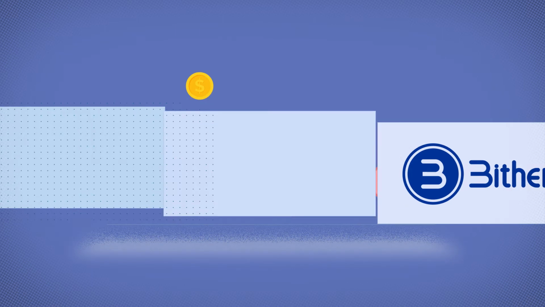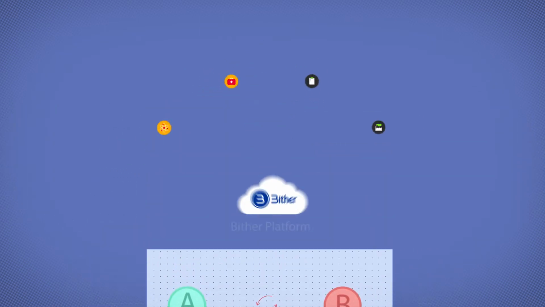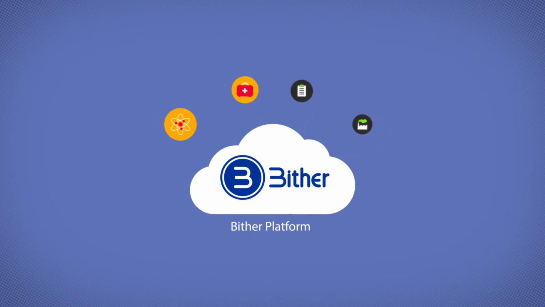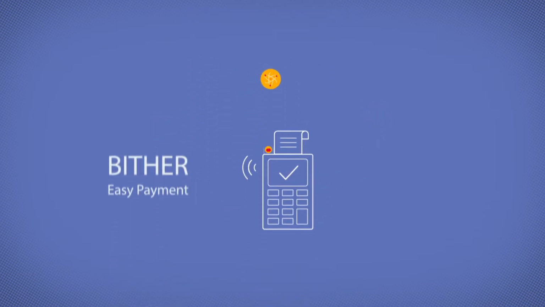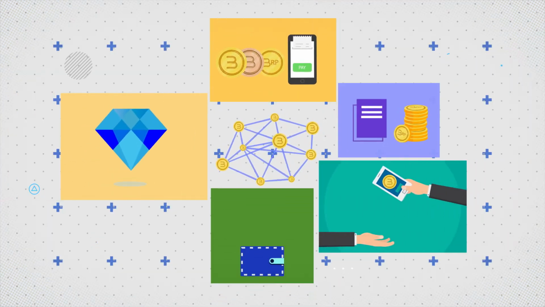There is no need to pay any fees to perform a transaction on the second layer of the Bither platform. Each subnetwork is capable of handling its own transactions. In order to maintain higher security, a summary of these transactions is sent to Bither's main network.